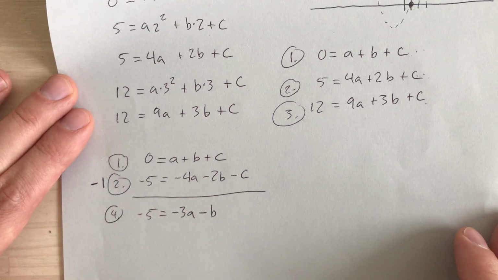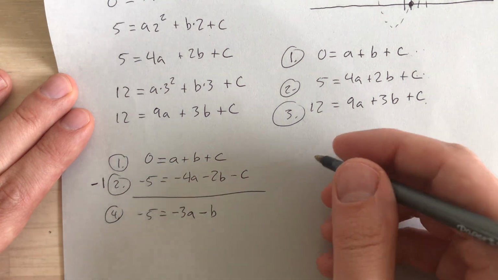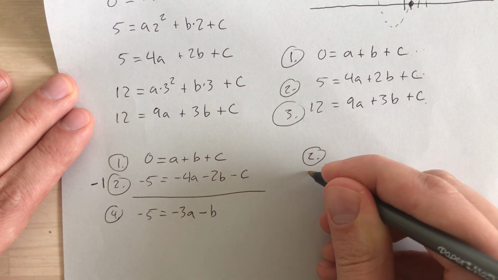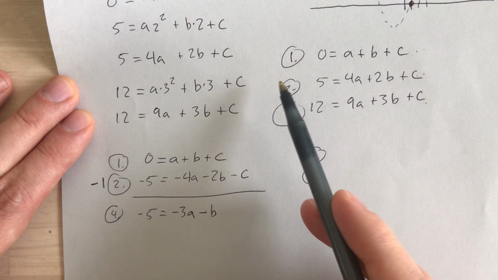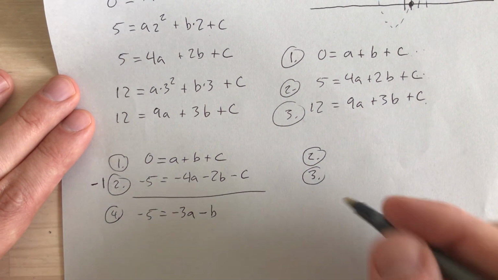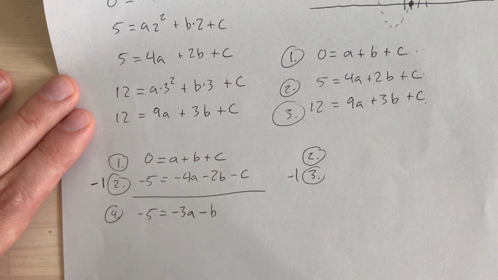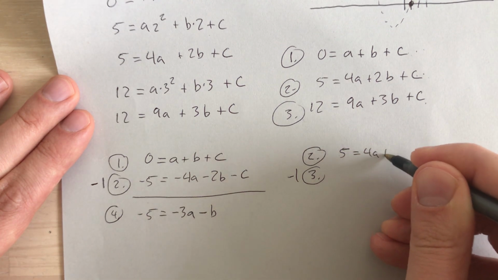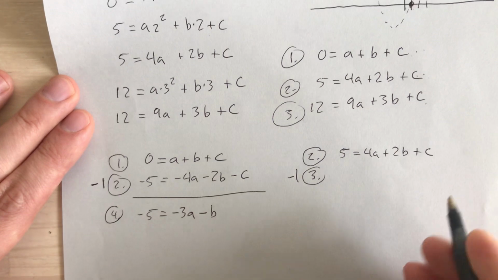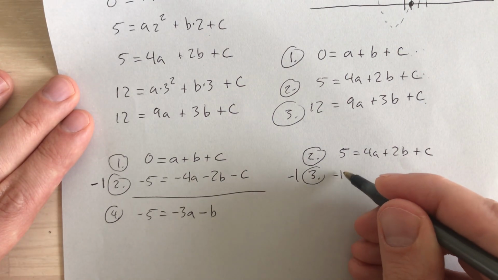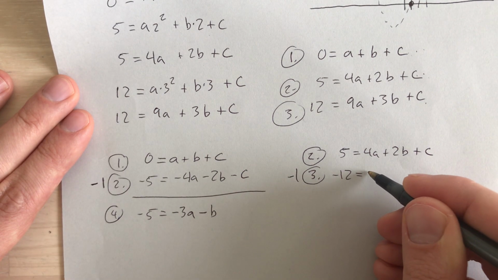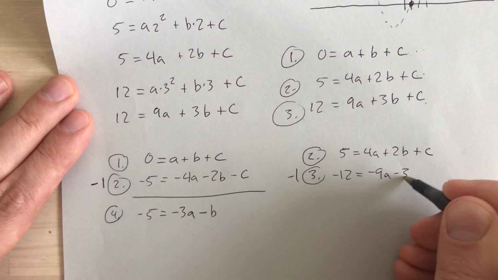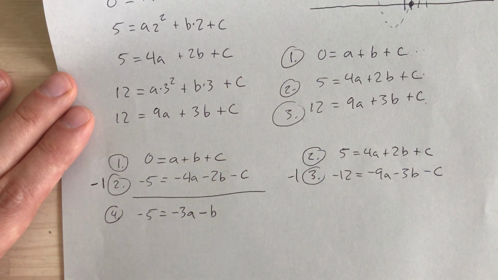And then let's pair 2 and 3 together. Same as before, I'm going to keep 2 the same, but I am going to multiply 3 times -1. So when I write down 2, it stays the same. But 3 is going to change all the things. So this is going to become -12 equals -9a minus 3b, and then minus c. Okay?